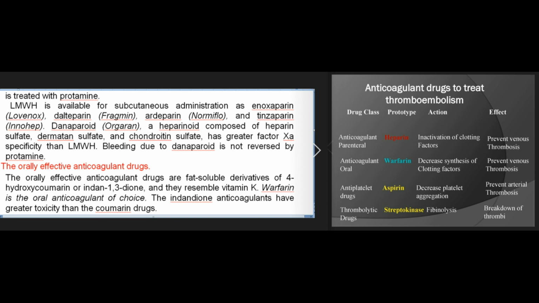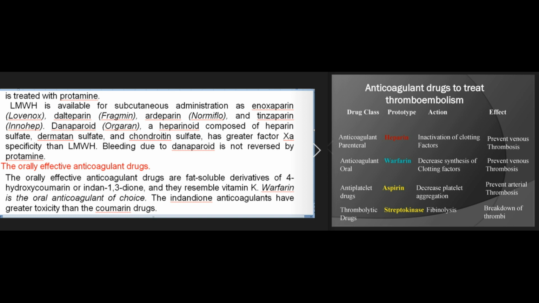Danaparoid, or Orgaran, a heparinoid composed of heparan sulfate, dermatan sulfate, and chondroitin sulfate, has greater factor Xa specificity than LMWH. Bleeding due to danaparoid is not reversed by protamine.